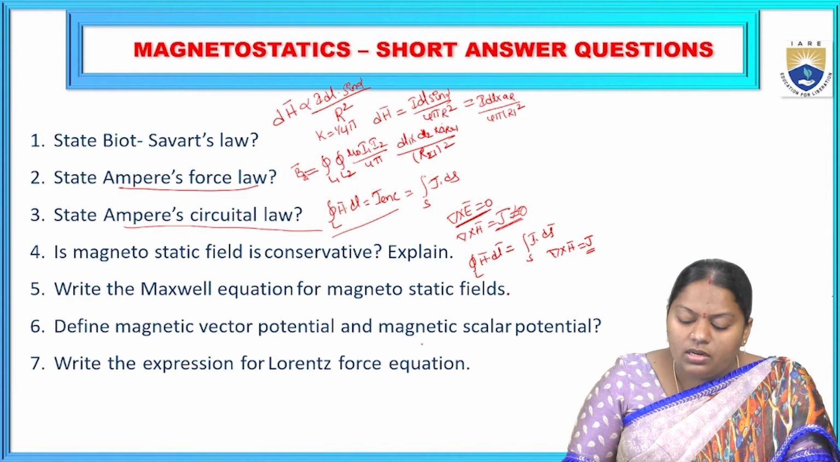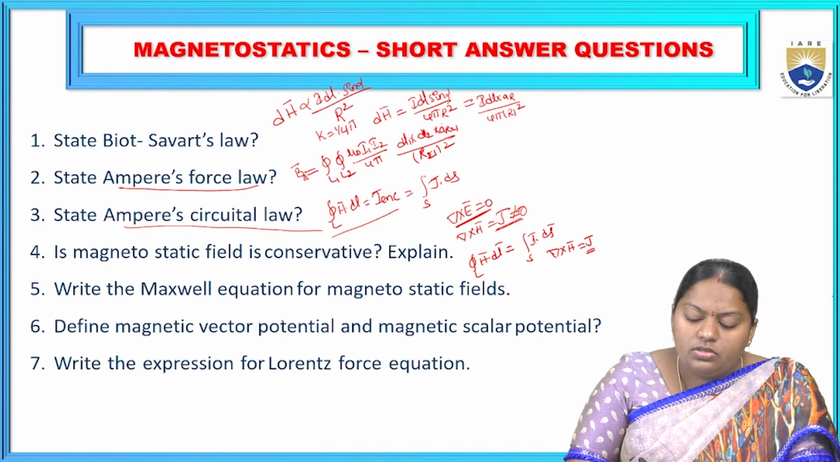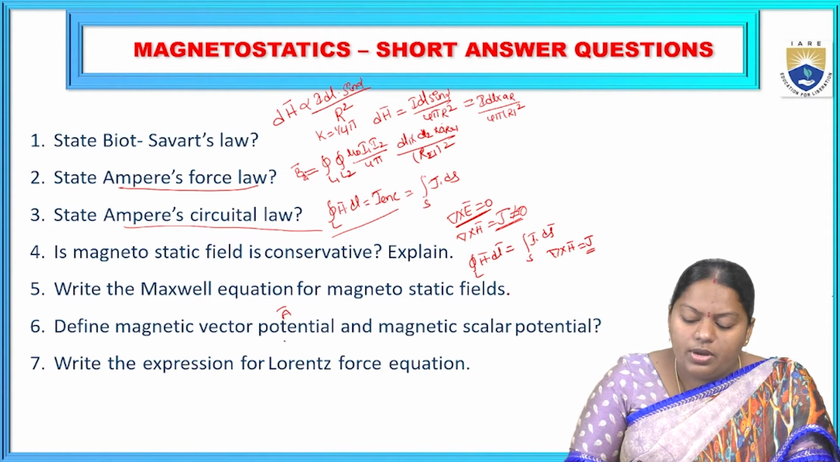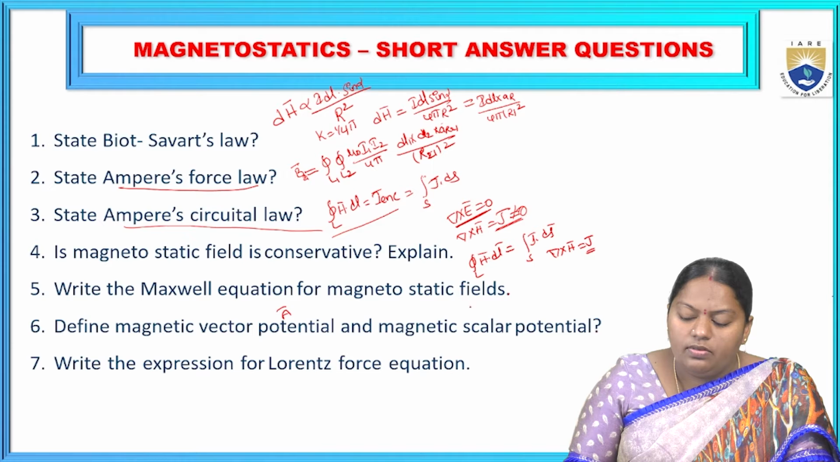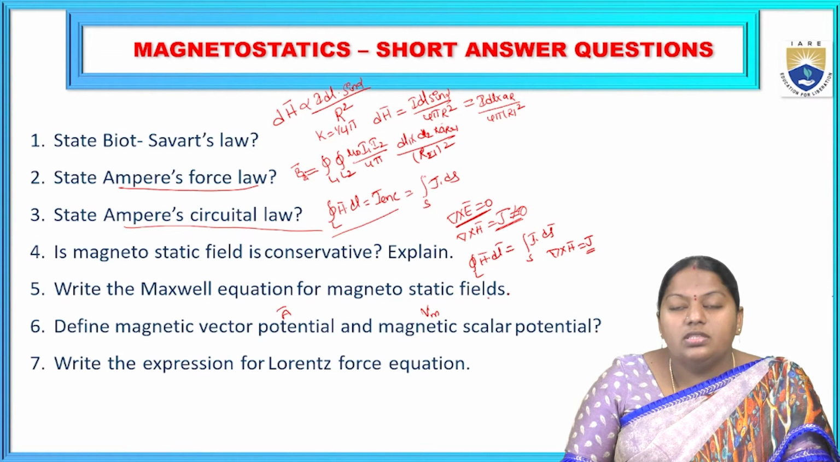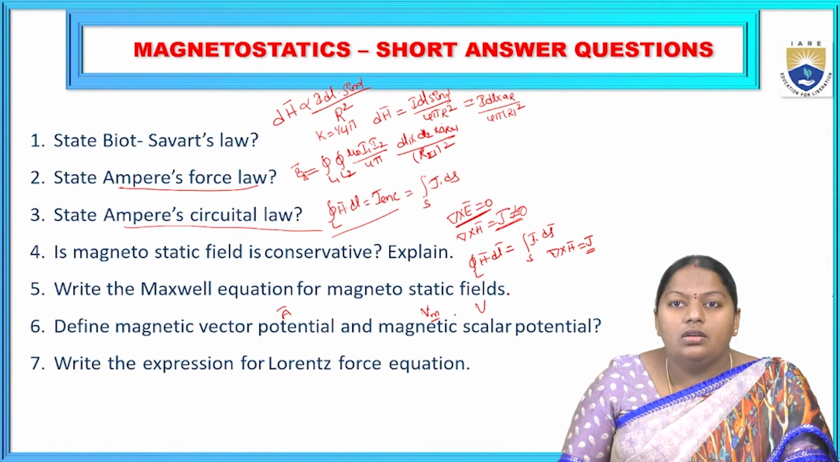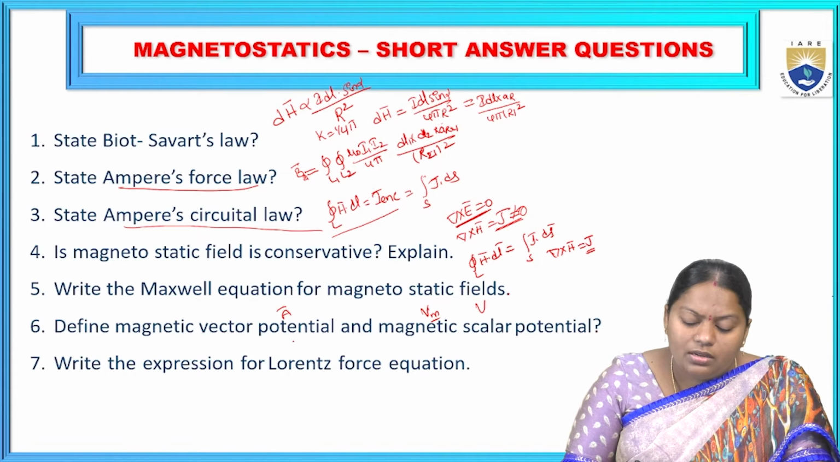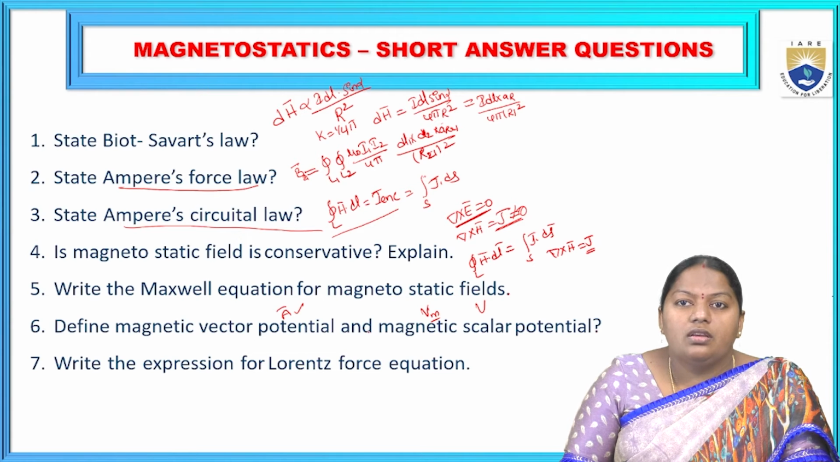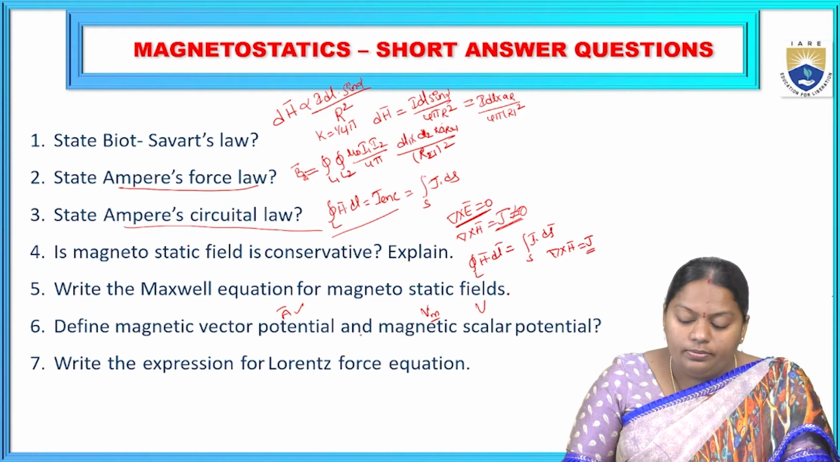Next, define magnetic vector potential and magnetic scalar potential. To define the magnetic vector potential, we use the notation A bar, and the scalar potential we consider as Vm. As we considered electric scalar potential as V, Vm stands for magnetostatic fields, and V is the notation for the scalar potential.